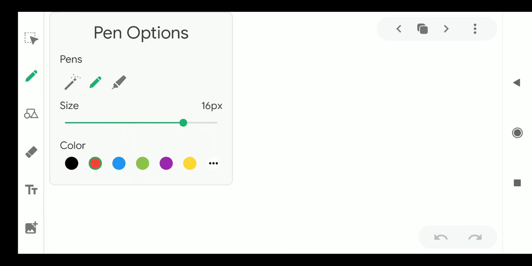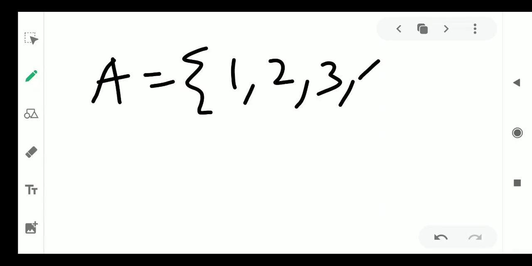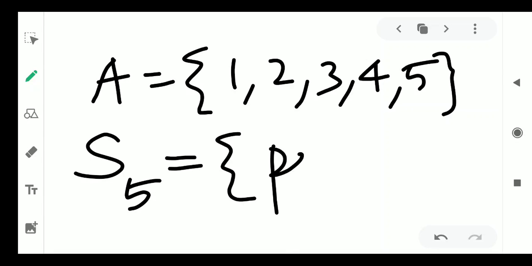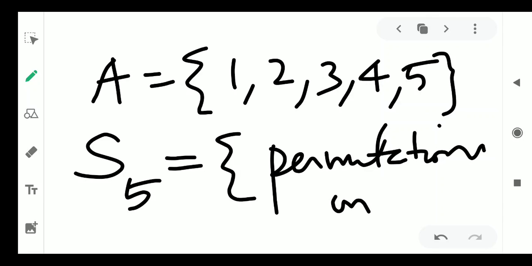So before starting descriptions about S3, suppose A is given to be the set 1, 2, 3, 4, 5. Then what will be SA? SA is nothing but S5. So what are the elements in S5? Elements in S5 are permutations on this A, the above A.